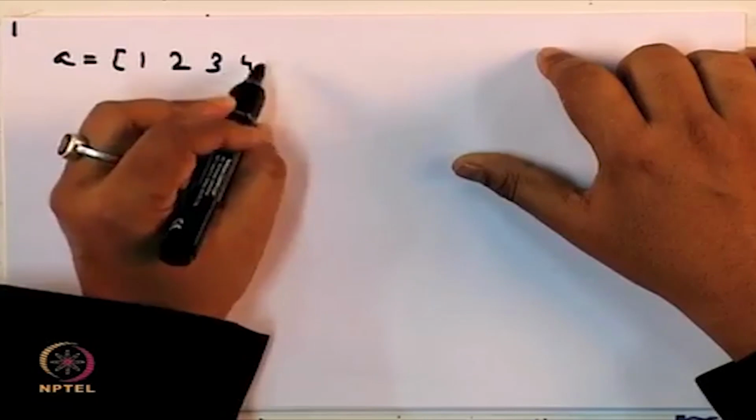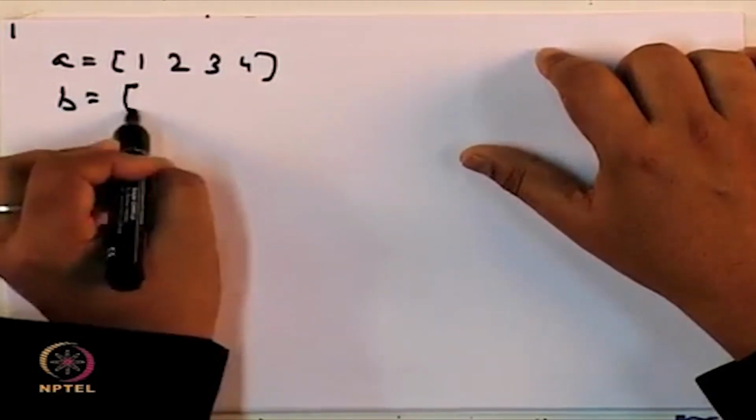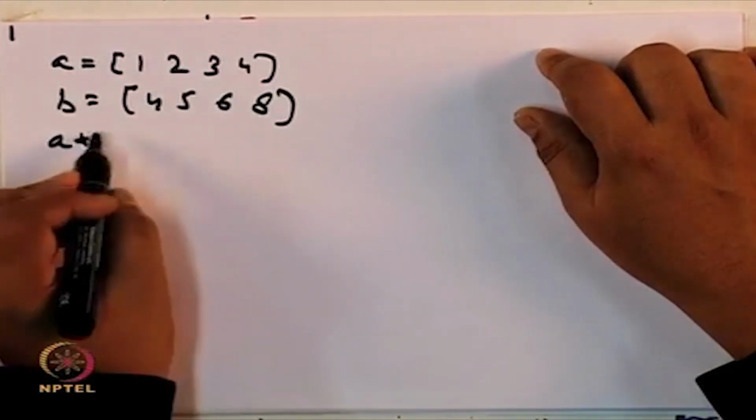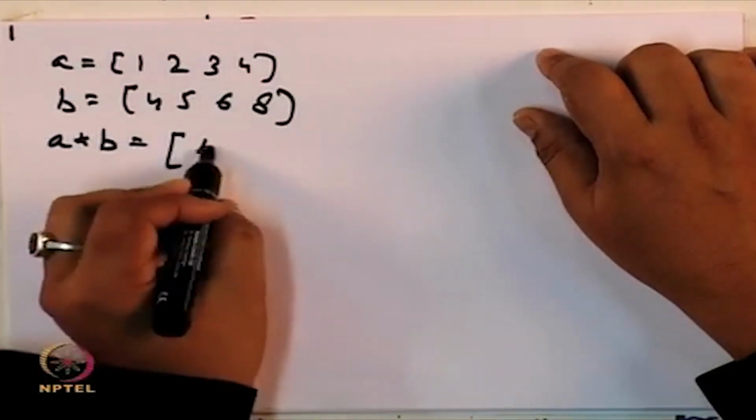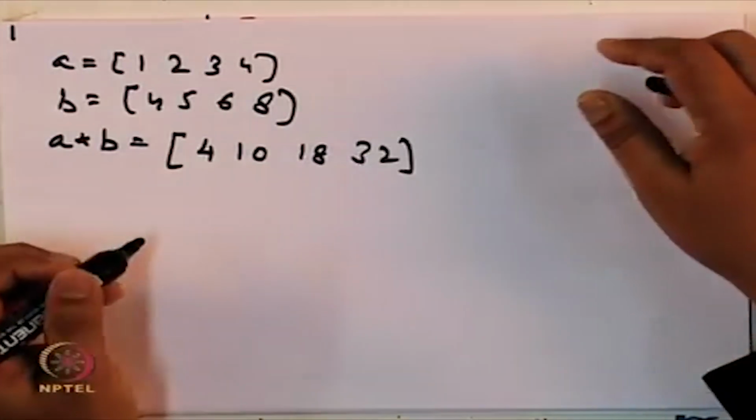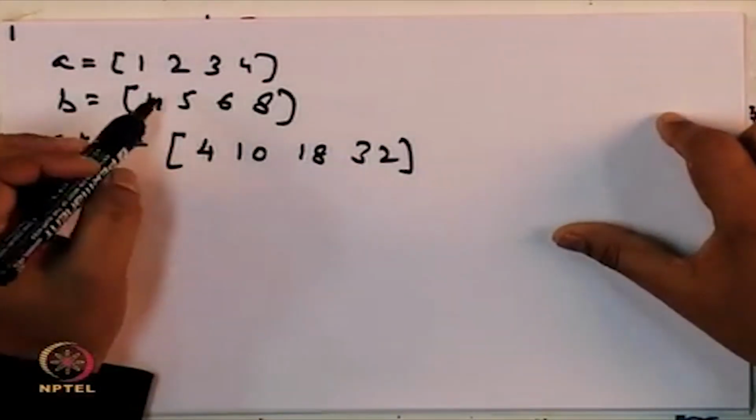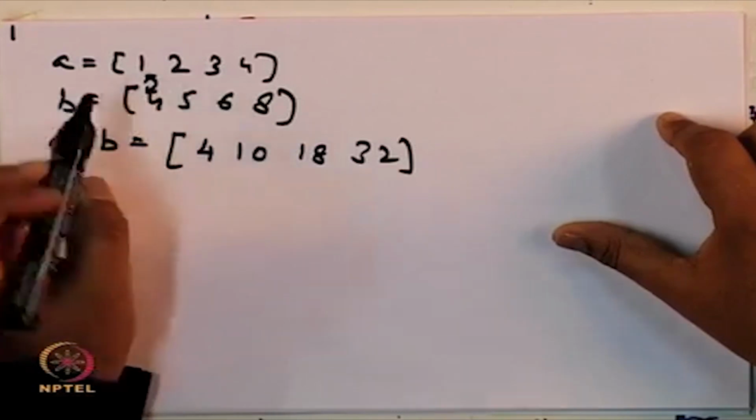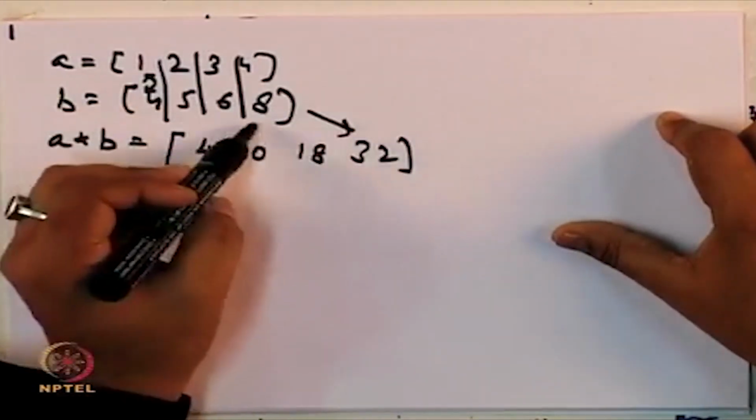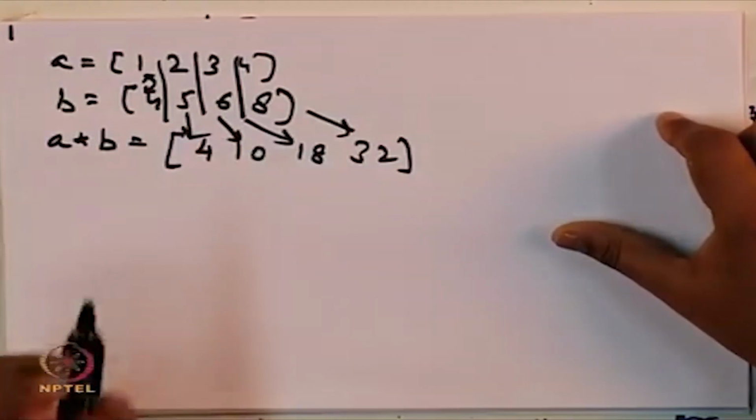In other words, if I define A as a vector which is 1, 2, 3, 4 and B as a vector which is 4, 5, 6, 8, then A star B will give me a vector which is 4, 10, 18 and 32. So basically you have an element wise operation. A star B is operated at the element wise level and each product is given to you as a separate vector.